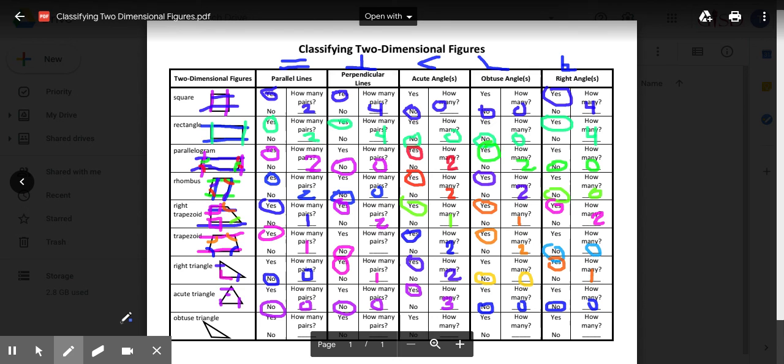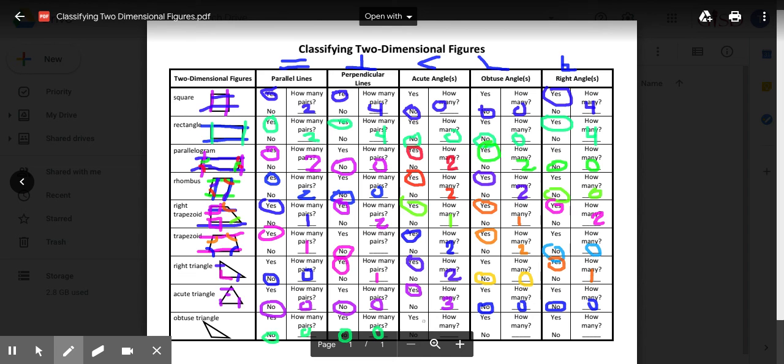Your last shape that we're going to talk about today is an obtuse triangle. The first question is, do I have any parallel lines? Well, we don't have any lines that run straight across without touching each other, so your answer is no with 0. You don't have any perpendicular lines because you have no right angles in this shape, so your answer is no with 0.